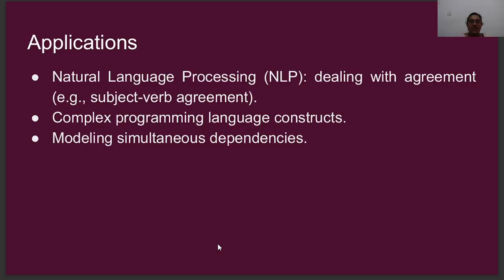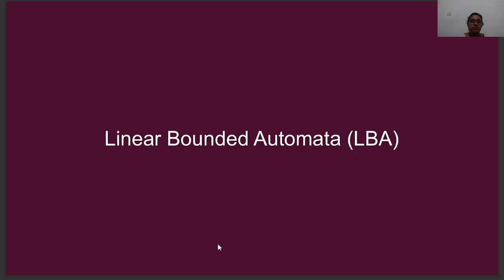Okay, and some of the applications of context-sensitive grammar are natural language processing. It deals with agreement, subject-verb agreement, things like that, so we have a context, and in the context whether the sentence is right is what we have to look. So in natural language processing, CSG are used. In complex programming language constructs, there also CSG will be used. And modeling simultaneous dependencies. So if we have multiple dependencies and we want to model those, there also context-sensitive grammars will be helpful.